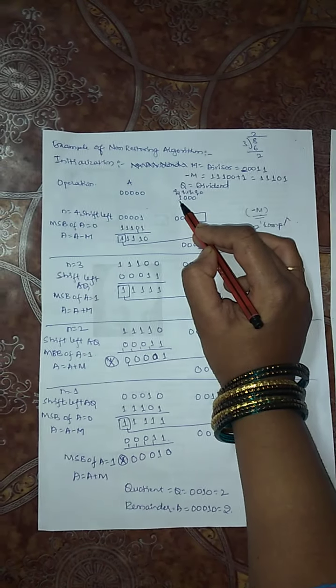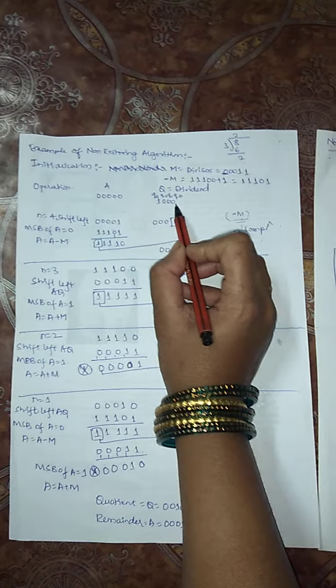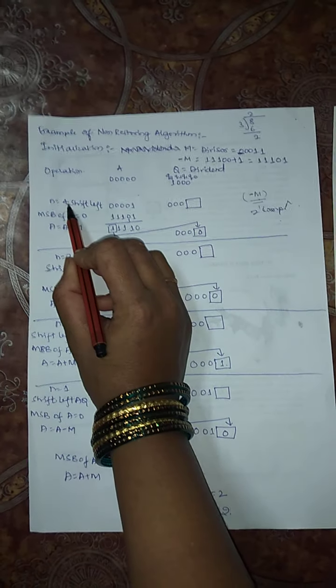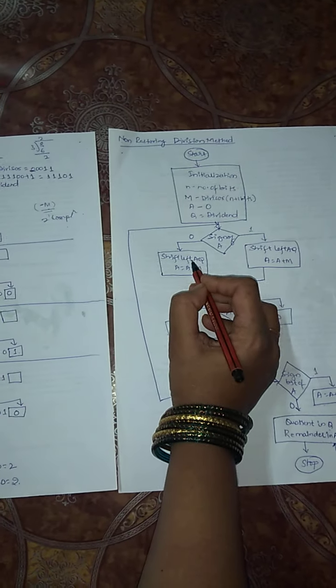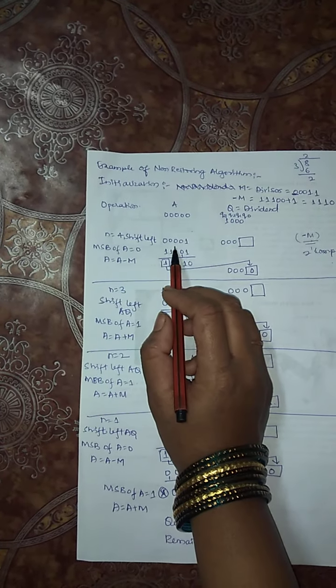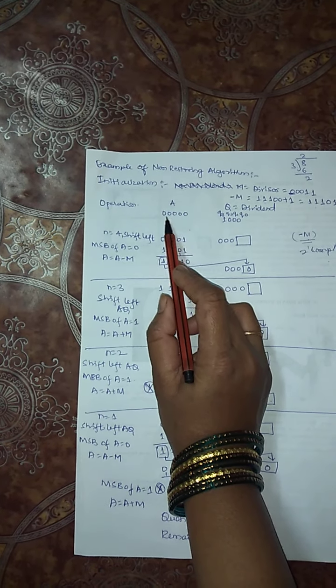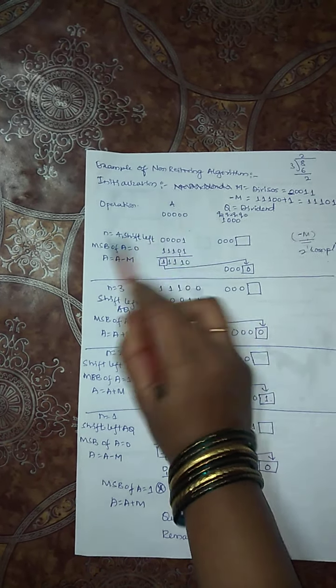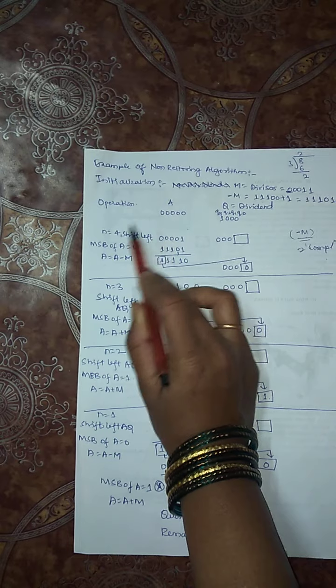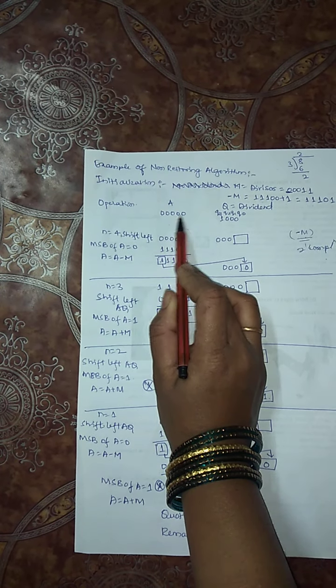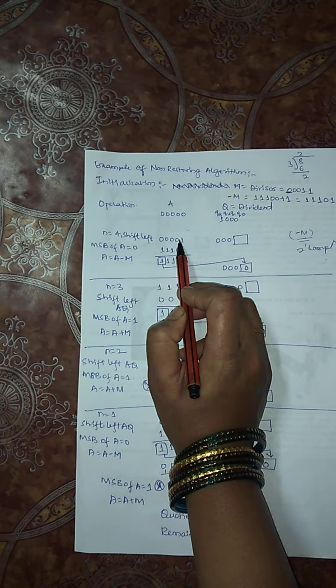So first we are checking with n equal to 4. We have taken 1, 2, 3, 4 bits. Okay, so n is equal to 4. First, what are we going to do? We are going to do the shift left AQ. When we shift left AQ, the leftmost 0 will be discarded. So 1, 2, 3, 4 zeros.